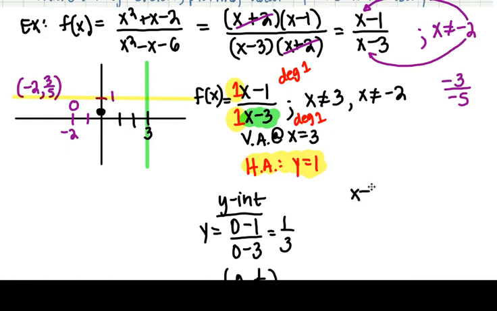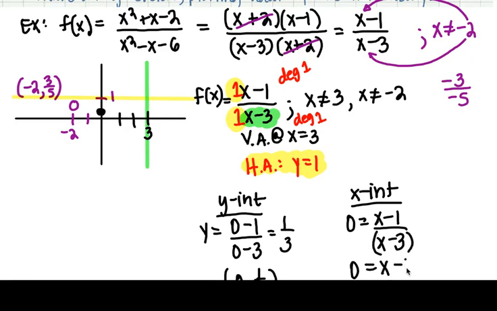I'll have an x-intercept. Let's try that. It's going to be the value of x when y is 0. So x minus 1 over x minus 3. Well, the only way to get this fraction equal to 0 is if the numerator is 0. But if you cross multiply, you'll get 0 times x minus 3 is 0 equals x minus 1. And my x-intercept is at 1, 0.